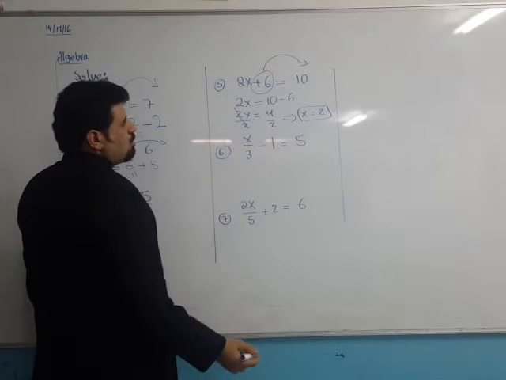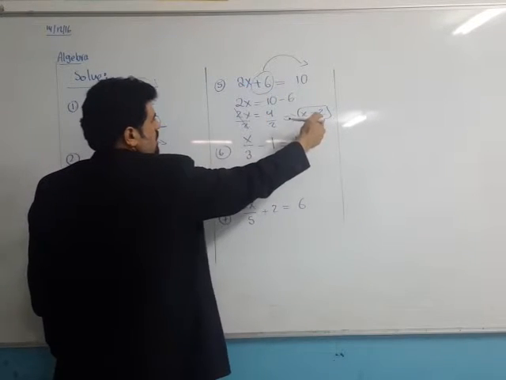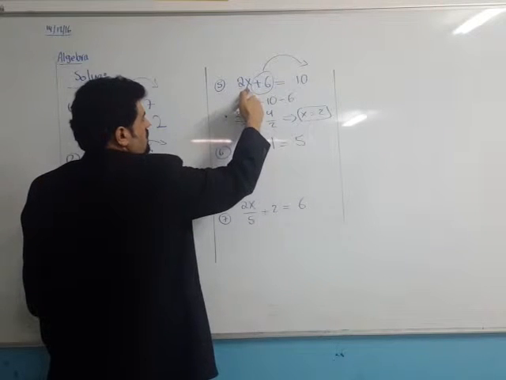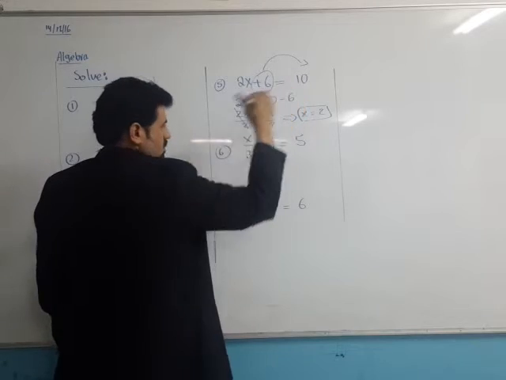Now, how do I check if my answer is correct? I go back, evaluate this, substitute the 2 for x. 2 times 2, 4, plus 6 is 10, so my answer is correct.